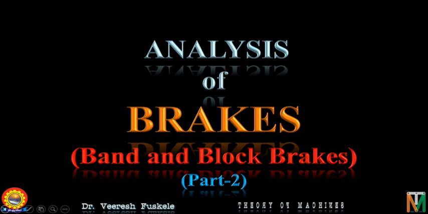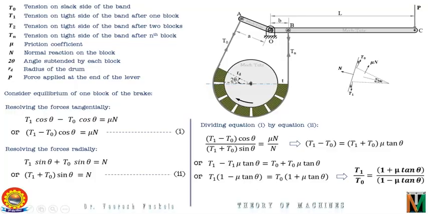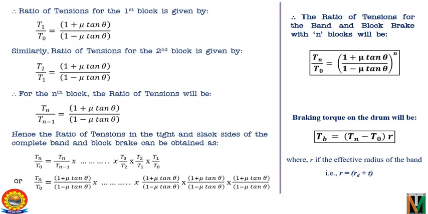In the part 1 of the lecture, we discussed the construction and working of the band and block brake. We then tried to understand why the tensions in the band and block brake are taken as T0 and Tn on the slack side and the tight side respectively. We also saw how the tensions act between the two blocks in the band and block brake with N blocks. We then derived the equations for the ratio of tensions Tn upon T0 and also for the braking torque in case of band and block brake.